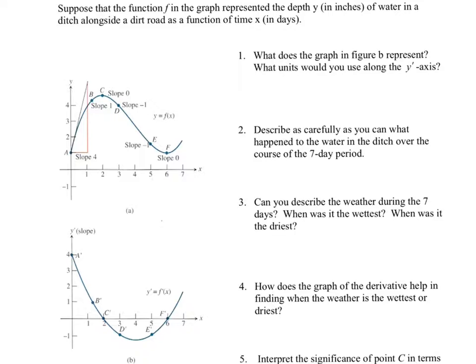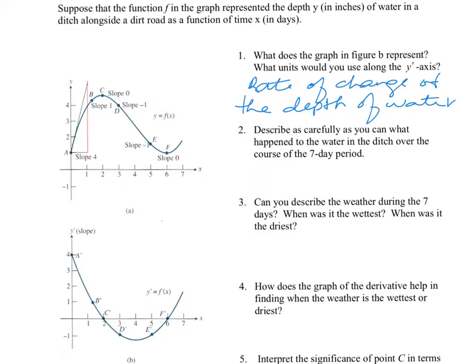Okay, so here it wants to know what the graph in figure B represents. Basically, if you're being asked what a derivative represents, you should be writing that it's the rate of change of something. Here a fully correct answer would be the rate of change of the depth of water. Okay, that's what it is. So it's the change in whatever the y was before. So the y was the depth.